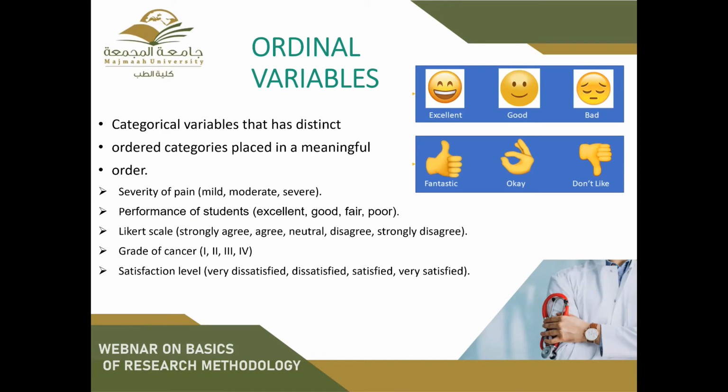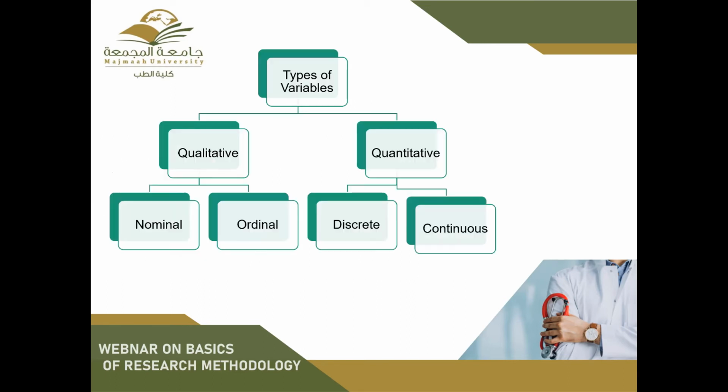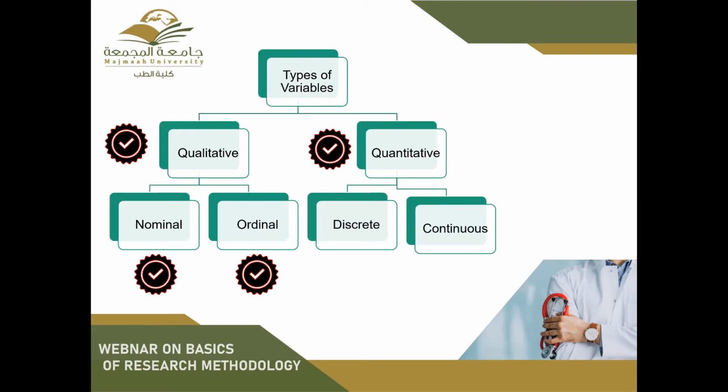So what is the difference between nominal and ordinal? Both will be having categories, but in nominal, there will be no meaningful order. In ordinal, as the name implies, the categories will have a meaningful order. So we are done with this one, and this one. Quantitative, we know what it is, but quantitative is further divided into discrete and continuous.